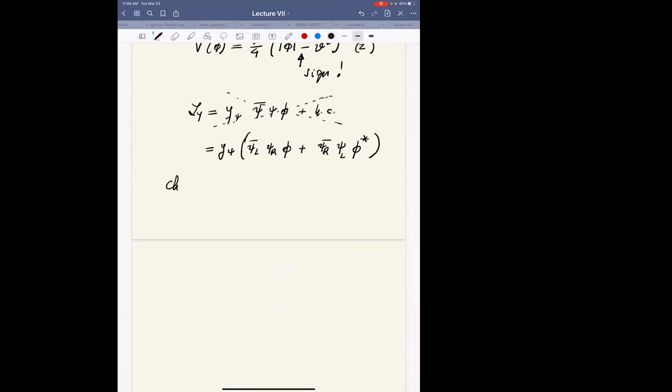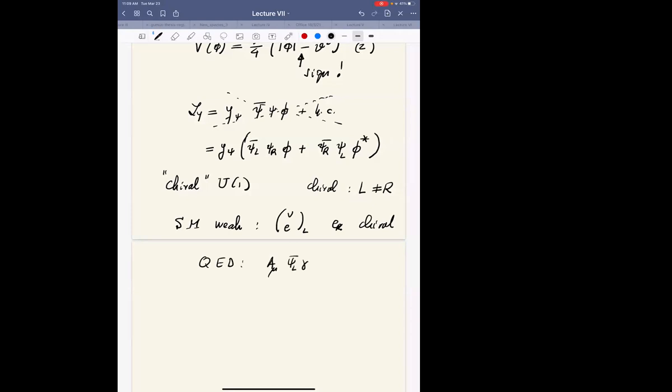What it has is what we call a chiral U(1). Does someone know why we call it chiral? Chiral means that the properties of left are different from the properties of right. For example, the weak interaction part of the standard model is chiral because you have nu EL and ER. This is manifestly chiral. Left is different from right. For example, QED, where the photon couples like this, is not chiral. It is manifestly left-right symmetric.